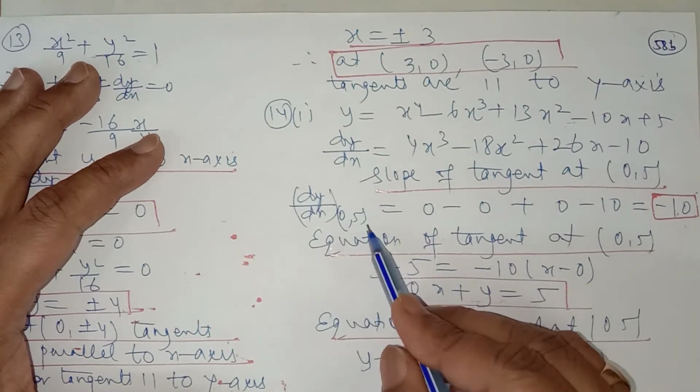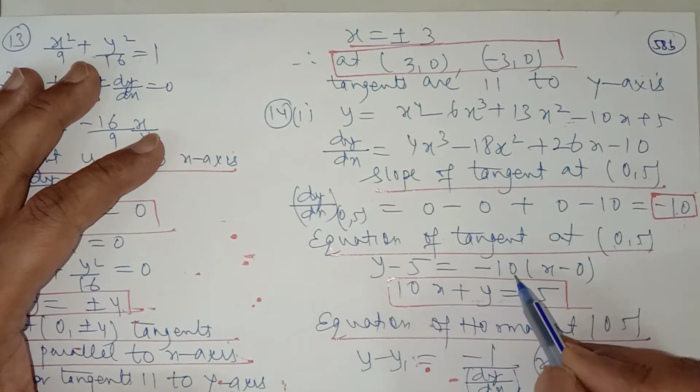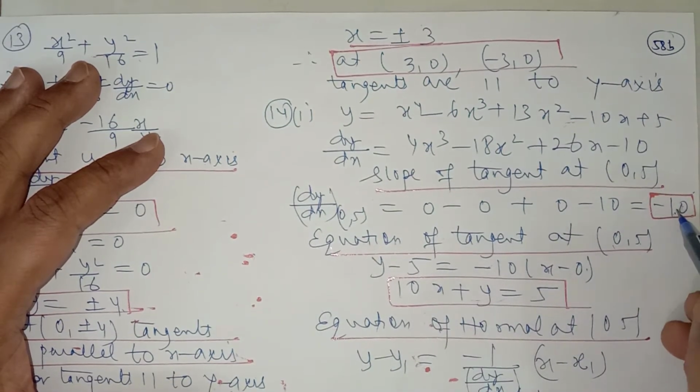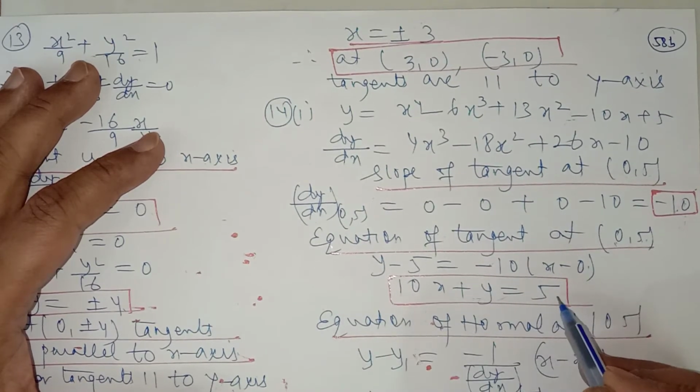The point is given as (0, 5), so x1, y1 and the slope. The equation of the line is y minus y1 is equal to slope times x minus x1. Slope is minus 10, x1 is 0, y1 is 5. So this is the equation of the tangent at the point (0, 5).